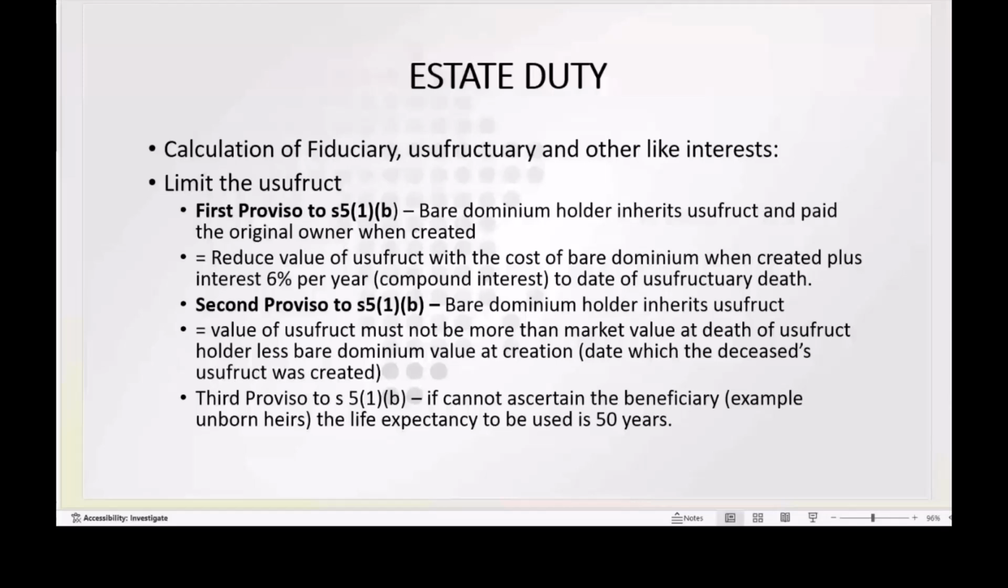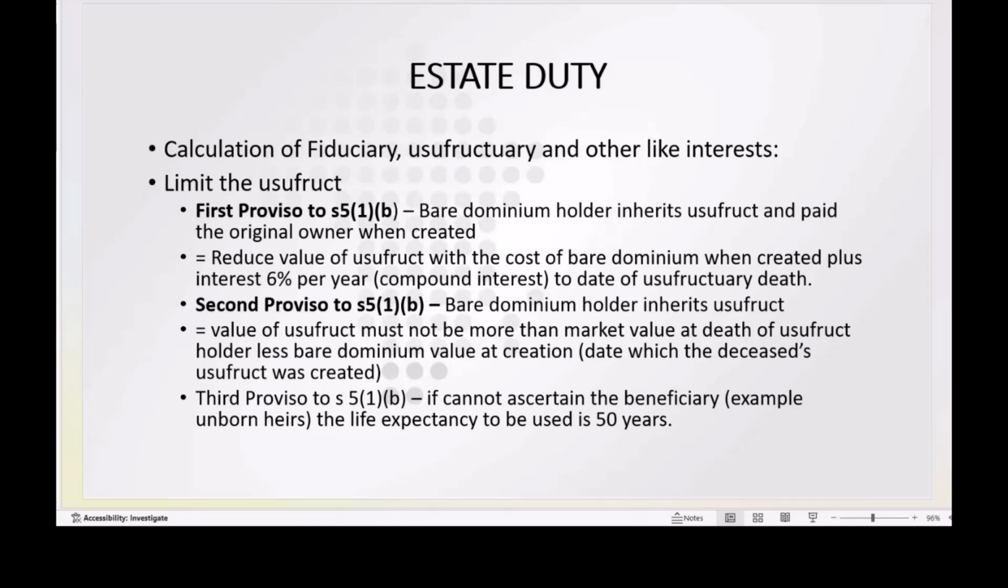So if B passes away and he was the usufruct holder and I paid 5,000 Rand 2 years ago, we would then have to determine my usufruct less 5,000 multiplied by 6% compounded yearly, and that would then be deducted from the new usufruct that we have now determined.